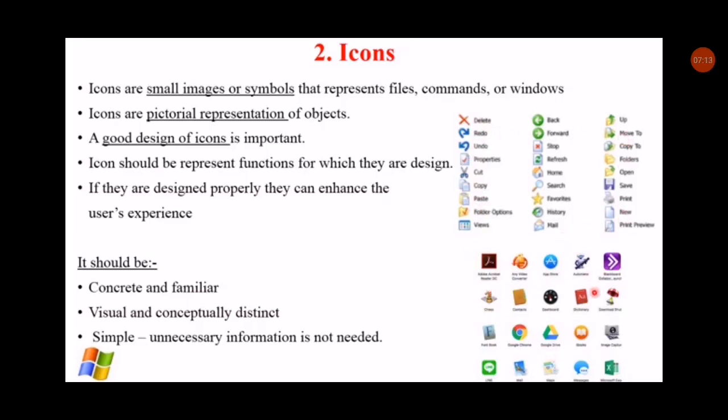Now see here, there are different applications like Google Chrome, Google Drive, Adobe Reader, App Store, right? So these are the icons for particular applications or software. Your icon should be compact and familiar. You are all familiar with these icons, so you easily identify them. It should be visually and conceptually distinct. And the icon is simple, unnecessary information is not provided. Clear? So this is just an overview of the concept of icons. Next.